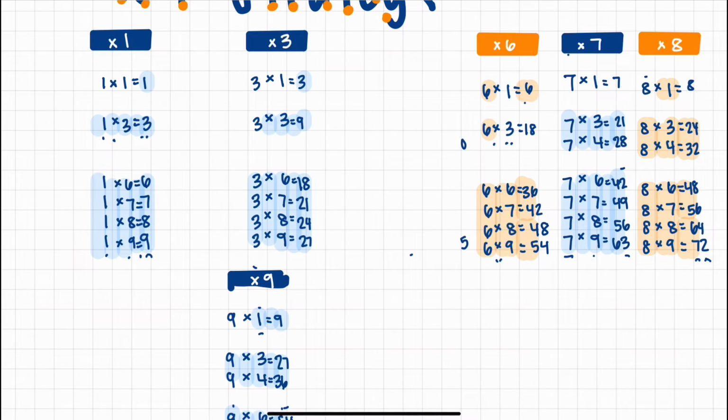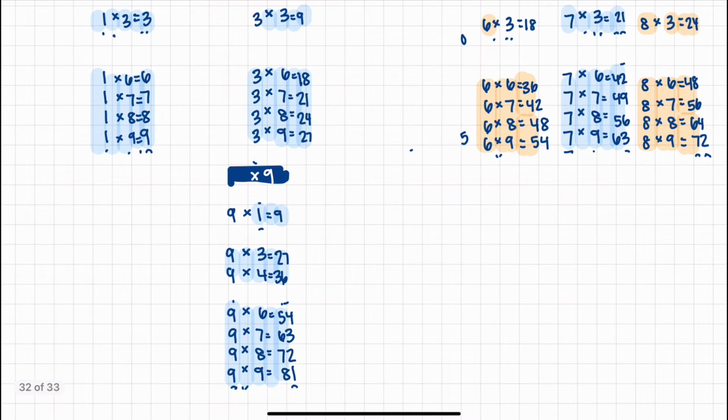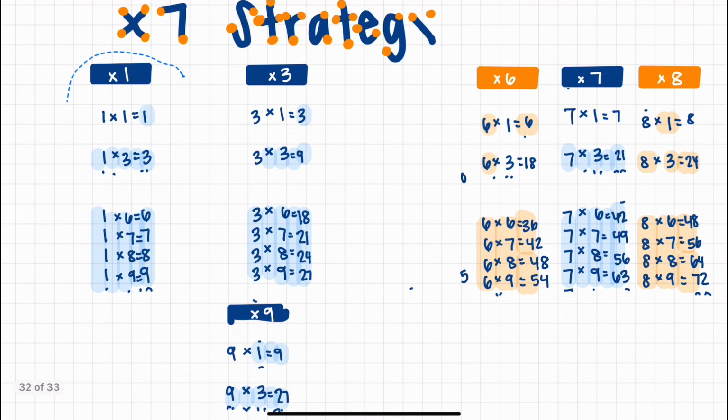And I did not remove my ones when we were talking about the identity property. So let me go back and do that. So we could get rid of the ones.